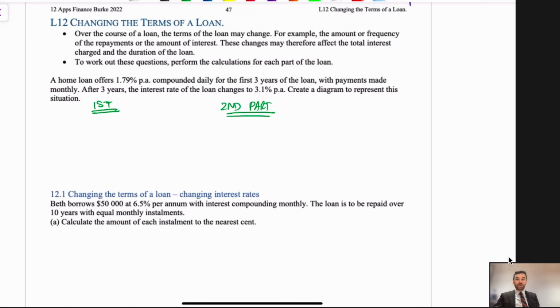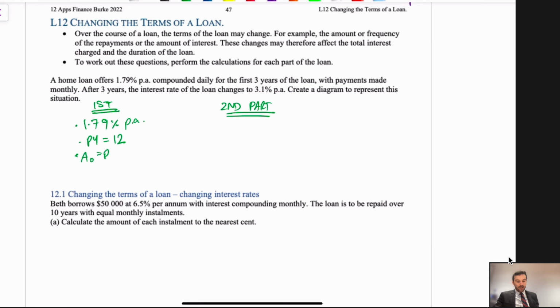Okay, now the first part of the loan, we get 1.79%, okay, per annum, right? And we can say the payments per year is monthly, and the initial amount is the principal, right? So we've been charged some amount of money, and that's like our original loan.